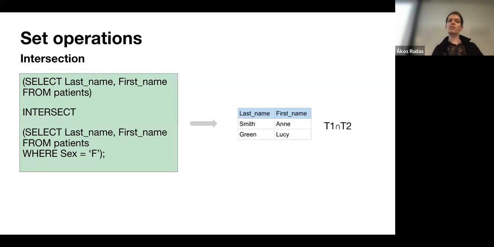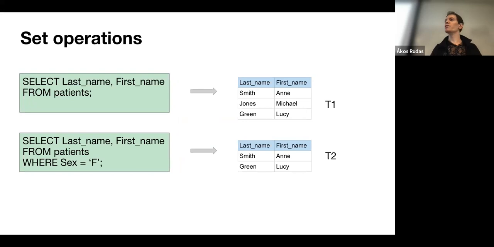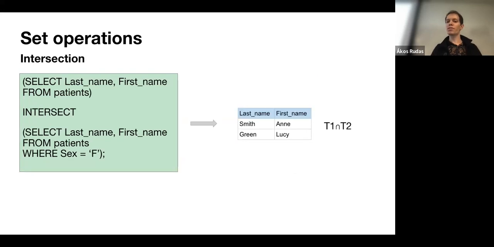So now we can interpret the intersection of the two sets, right? Anne and Lucy will be in the intersection of the two sets. Okay, so we're intersecting all the patients with only the female patients. So the resulting set will be only the female patients. The keyword which I use here is intersect.